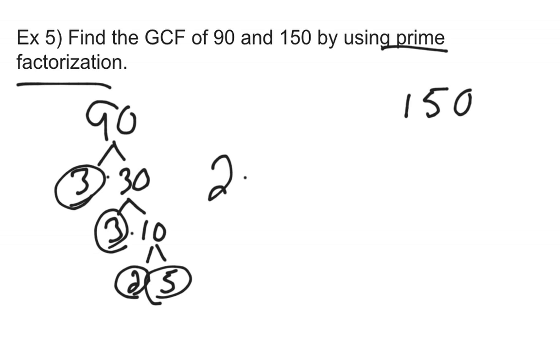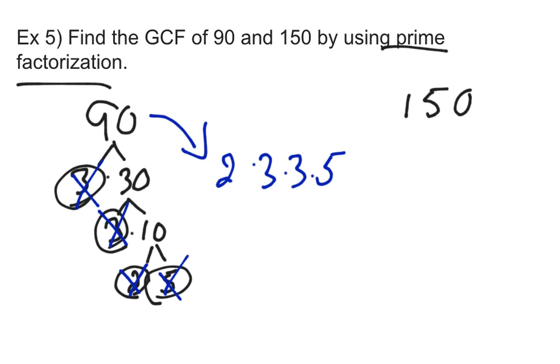So I have a 2. Actually, I'll change colors here so we can tell the difference. I have a 2, which was this one. I have a 3 and a 3. And then finally a 5. So there's my 90. Now I've got to do the 150.